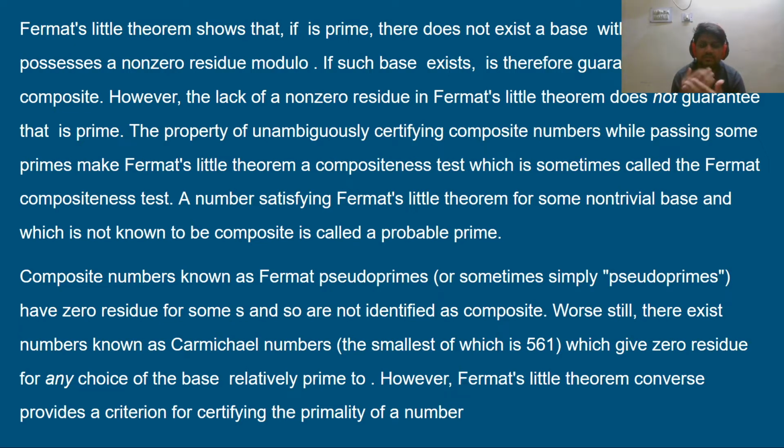A number satisfying Fermat's little theorem for some non-trivial base and which is not known to be composite is called a probable prime. Composite numbers known as Fermat pseudoprimes have zero residue for some bases and so are not identified as composite. Worse still, there exist numbers known as Carmichael numbers, the smallest of which is 561, which give zero residue for any choice of base relatively prime to n. However, Fermat's little theorem's converse provides a criterion for certifying the primality of a number.